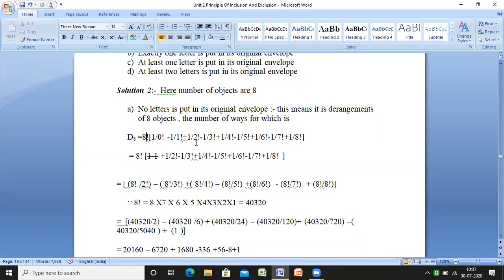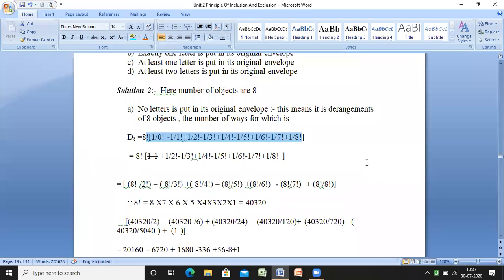It is denoted as n factorial times (1 by 0 factorial, minus 1 by 1 factorial, plus 1 by 2 factorial, minus 1 by 3 factorial, plus 1 by 4 factorial, minus 1 by 5 factorial, plus 1 by 6 factorial, minus 1 by 7 factorial, plus 1 by 8 factorial). Similarly, the number of objects is 8, so 8 factorial in the bracket. We do plus, minus, plus, minus according to that.